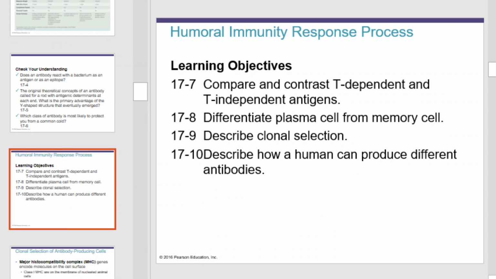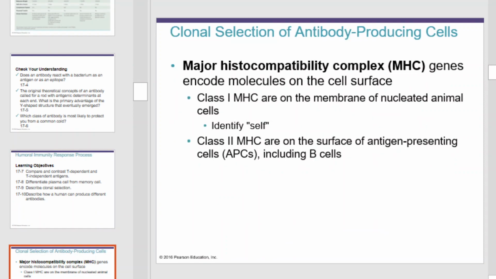Humoral immunity response process. Looking at the humoral immunity response process, we'll start with clonal selection of antibody-producing cells. Major histocompatibility complexes, or MHC genes, encode molecules on the cell surface. There are 2 classes of MHC. Class 1 MHC are on the membrane of nucleated animal cells, and they identify self. Class 2 MHC are on the surface of antigen-presenting cells, or APCs, and they include B cells.